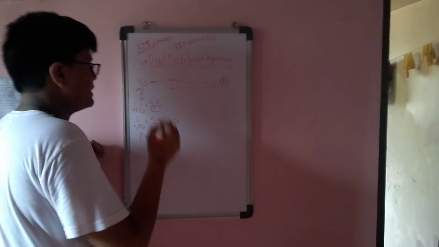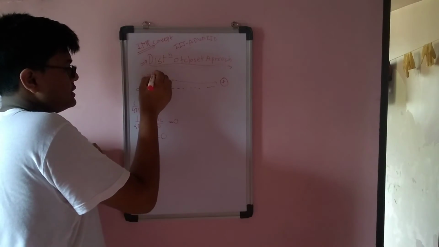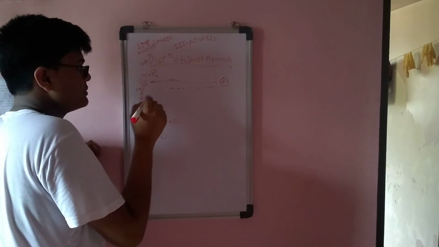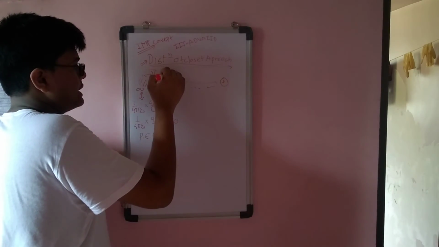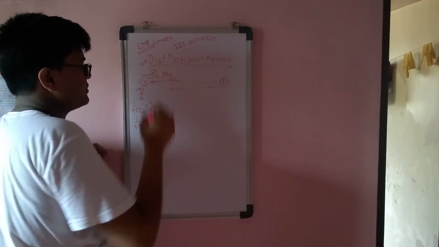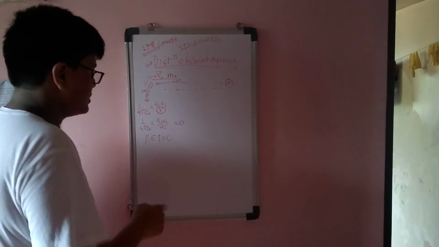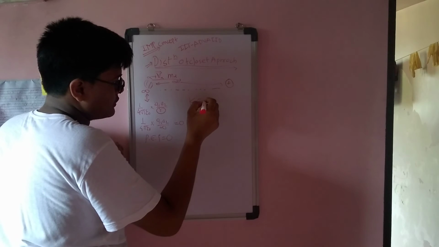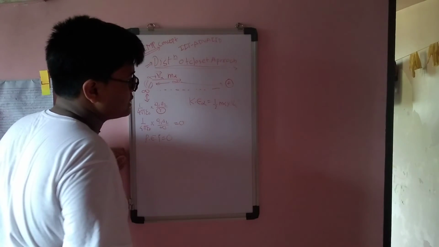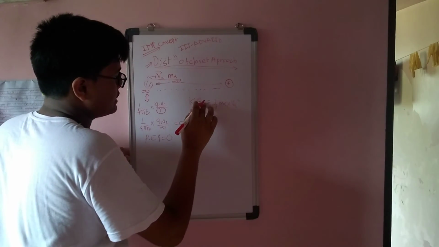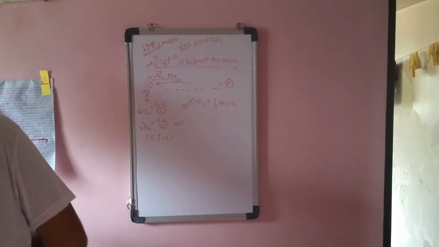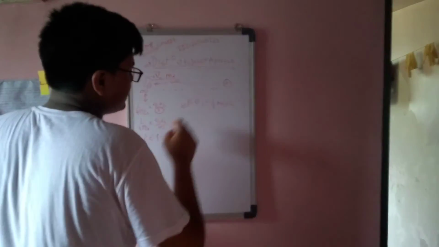So let us consider that the alpha particle is traveling with v alpha, meaning the velocity of the alpha particle, and the mass of the alpha particle is m alpha. So we can write KE of alpha equal to half of m alpha into v alpha square. That is our KEI actually. So we have got KEI.